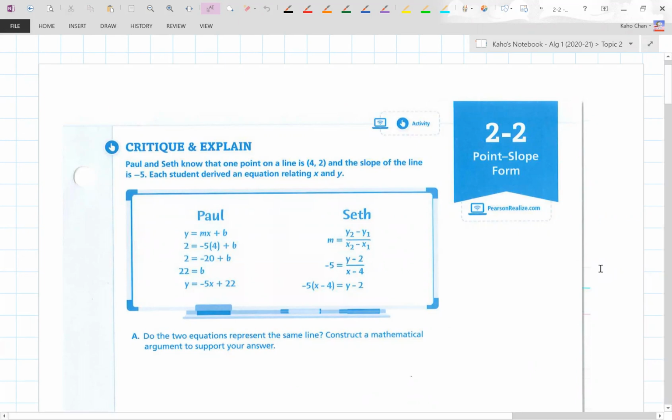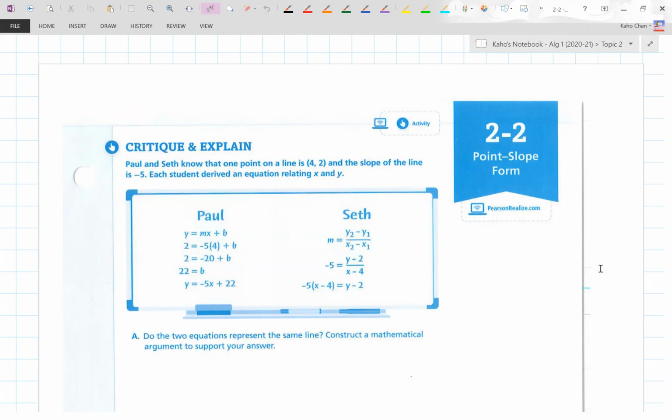Paul and Seth know that one point on a line is (4, 2), and the slope of the line is -5. Each student derived an equation relating x and y. Paul is using y = mx + b. He plugs in the coordinate pair (4, 2), including the slope, solves, and gets b = 22, the y-intercept. Seth starts with the slope formula, gets the slope plugged in, and puts it into another form.